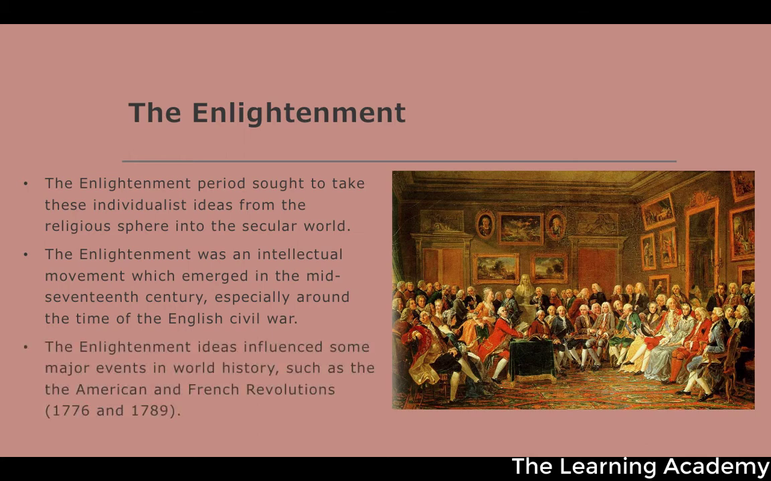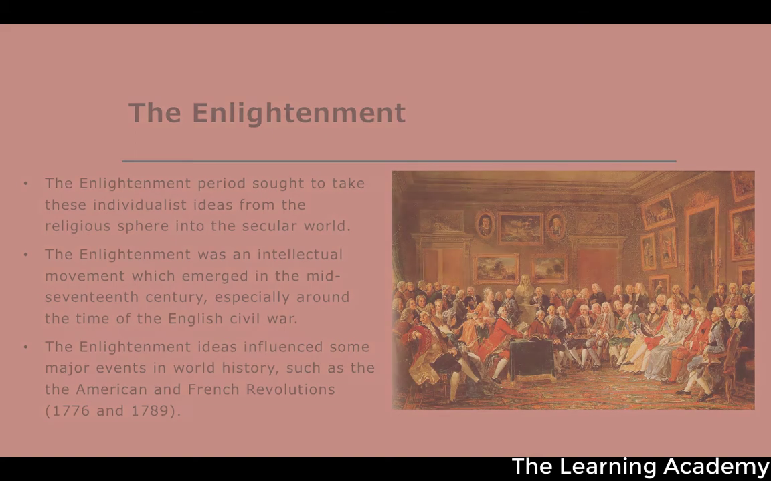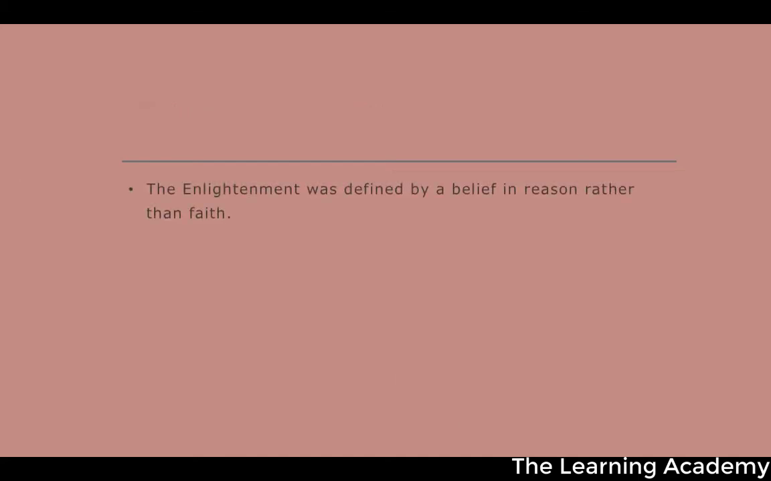And ultimately, Enlightenment ideas influenced some of the major events in world history. We have things like the American and the French revolutions in 1776 and 1789 respectively. Ideas of liberalism really had an influence on these events. So the Enlightenment was defined by a belief in reason rather than a belief in faith. And this is how we can distinguish and delineate the Reformation and the feudal period before the Enlightenment period.